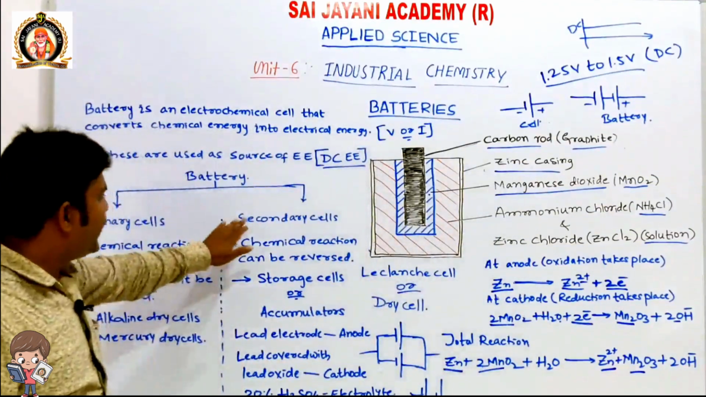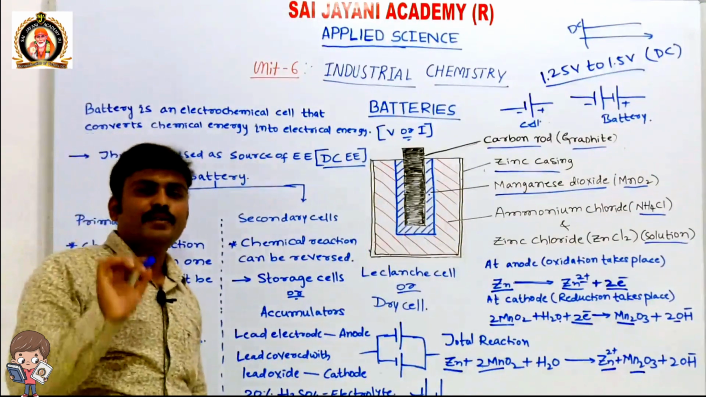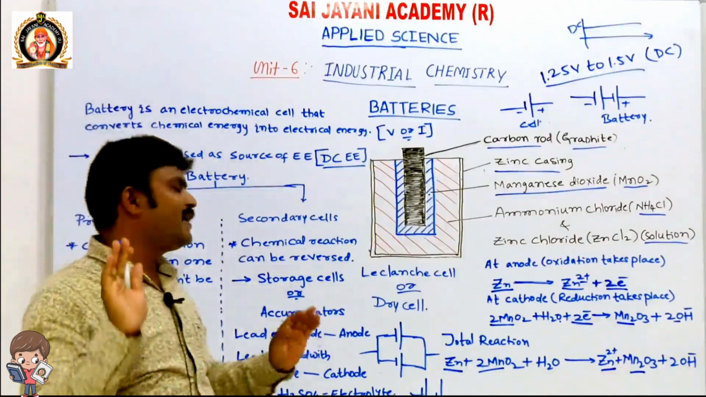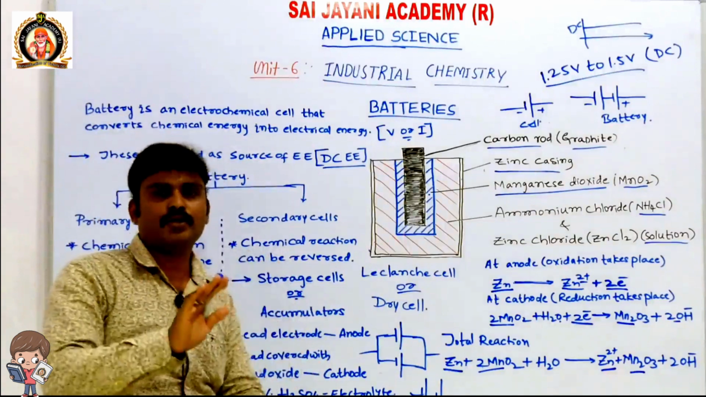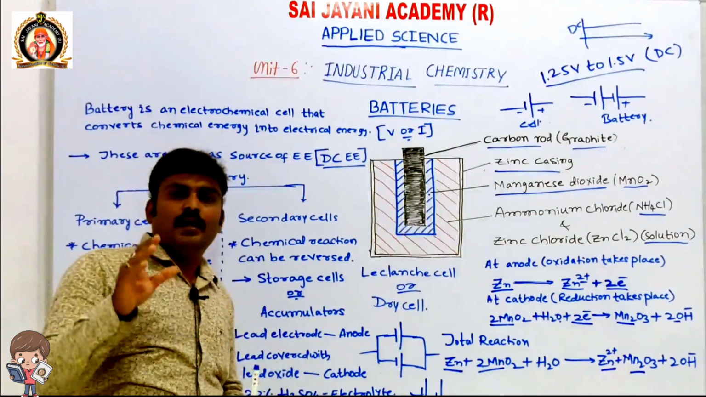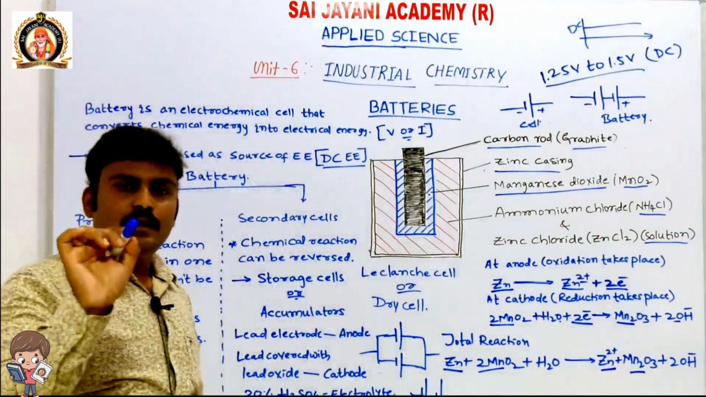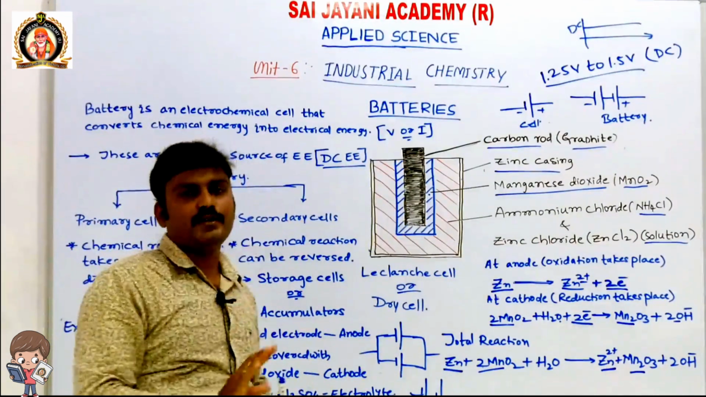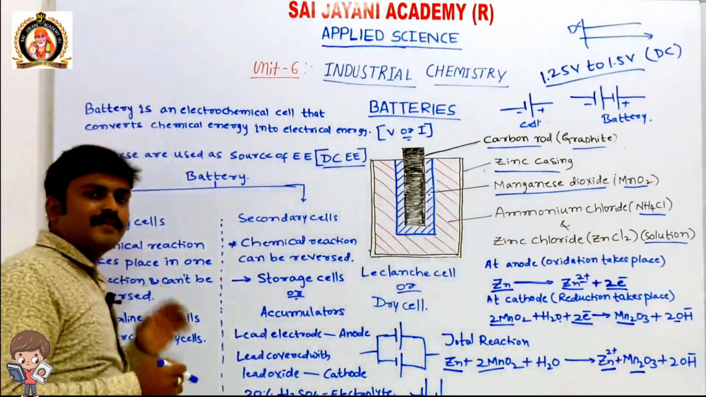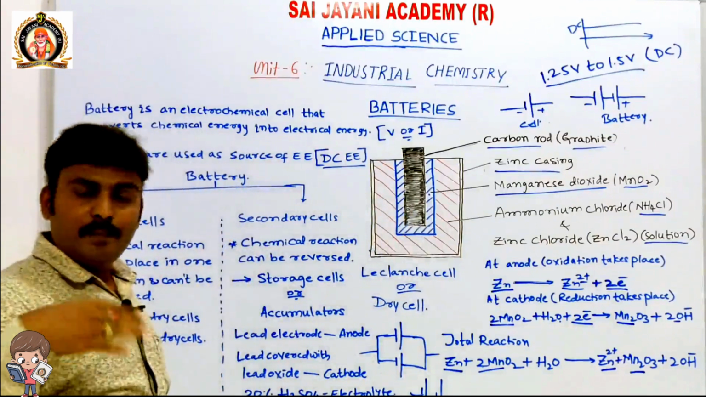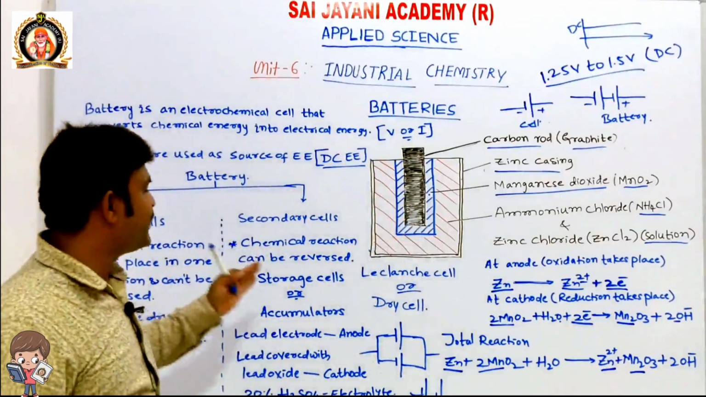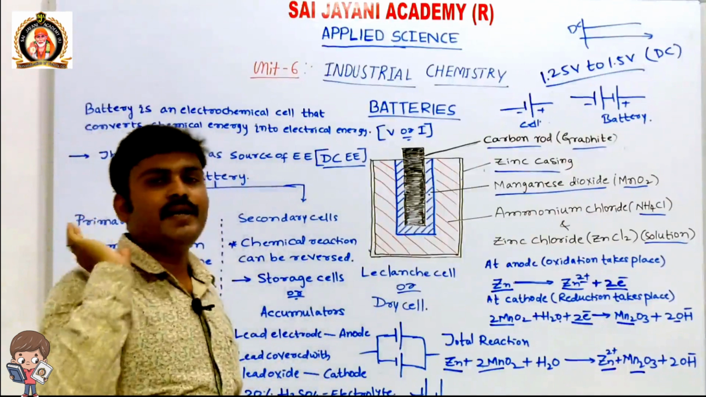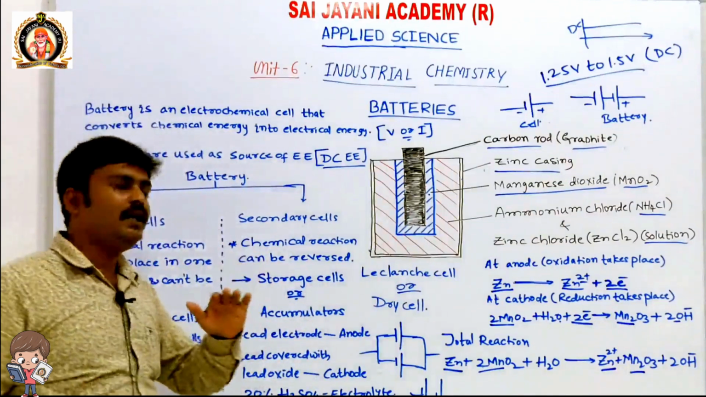So looking at the secondary cells, these are the cells where the chemical reaction can take place in both directions, meaning the chemical reactions can be reversed. If you consider charging and discharging, in secondary cells we can recharge them. But in the case of primary cells, once they are discharged completely, they can't be used further. But in secondary cells, once the cell is discharged, it can be recharged again. So this is about the secondary cells.